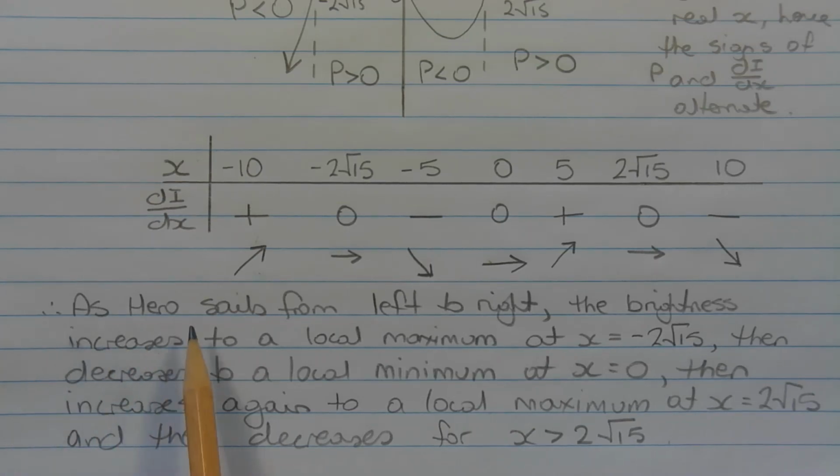So therefore, as Hero sails from left to right, the brightness increases to a local maximum at x equals negative 2 root 15, then decreases to a local minimum at x equals 0, then increases again to a local maximum at x equals 2 root 15, and then decreases for values of x greater than 2 root 15.